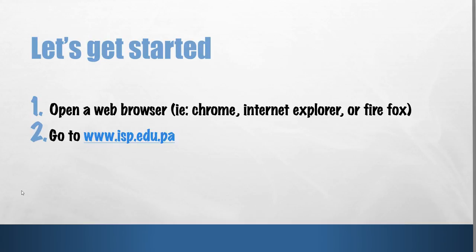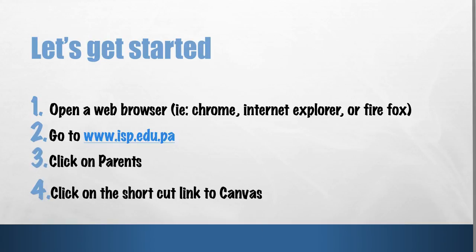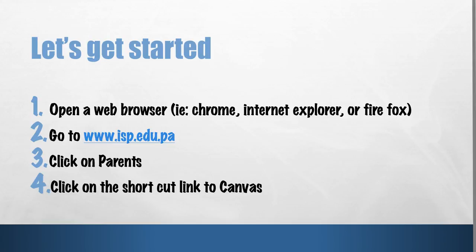We'll go ahead and go to the ISP website and use the parent quick links to access Canvas. Once you get there, you can bookmark Canvas so that you can go directly to Canvas from the bookmark. But if you ever do forget the link, you can always go back to the ISP website and use the parent link to Canvas. So we're going to go ahead and get over to the internet now.